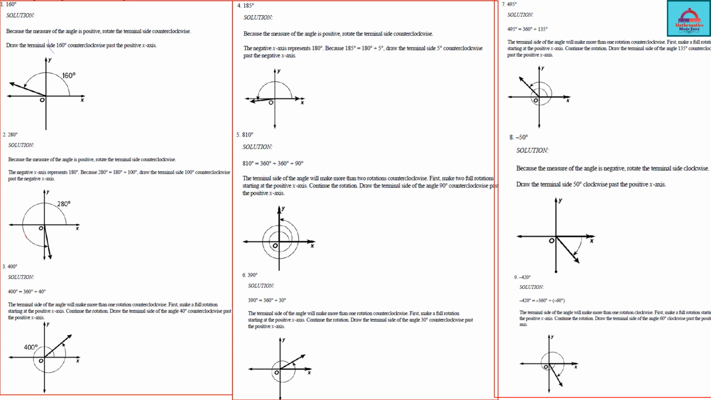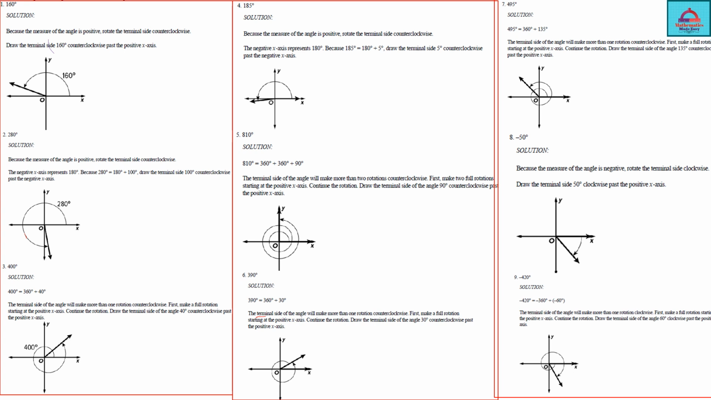Then 390 is a little more than 360. To be precise, it is 30° more. So the terminal side of the angle will make more than one rotation counterclockwise. First make a full rotation starting from the positive x-axis, then continue the rotation. Draw the terminal side of the angle 30° counterclockwise past the positive x-axis. So this is going to be 30°, a little more than the positive side.